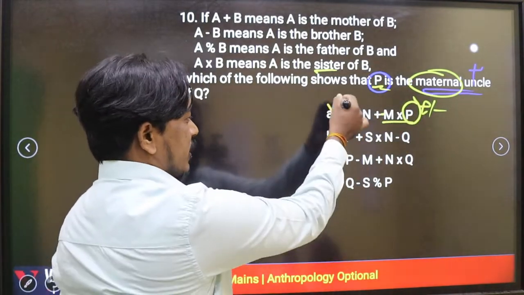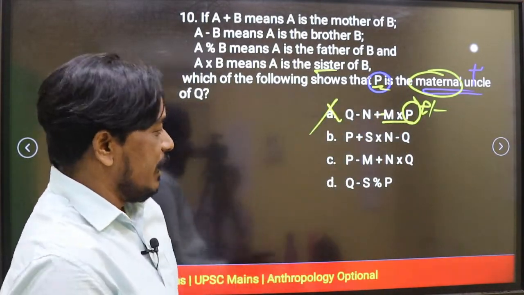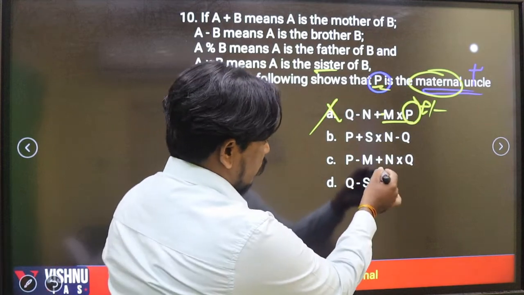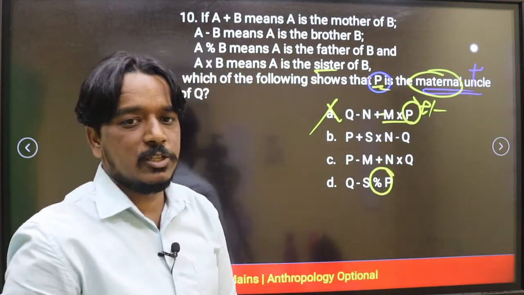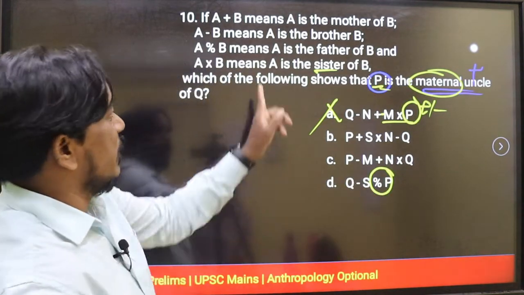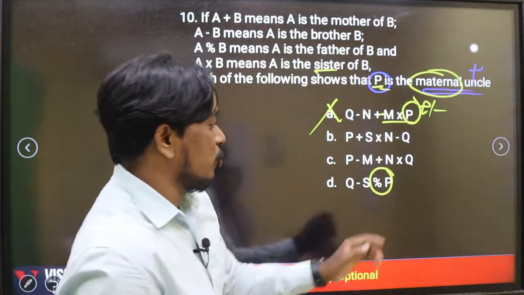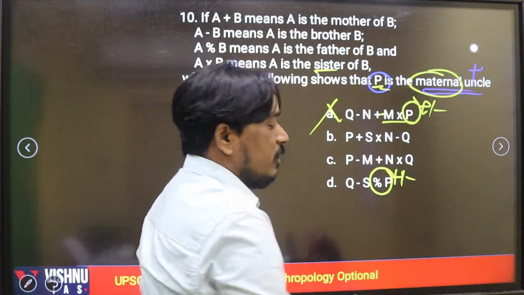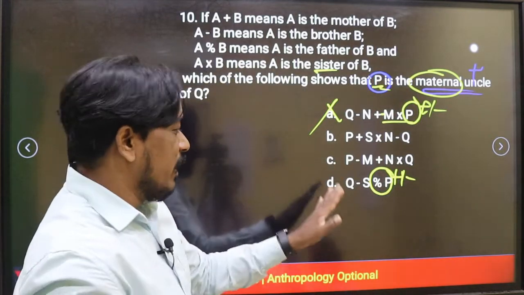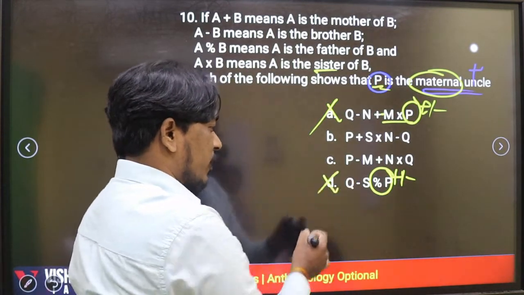Directly you can eliminate this whenever you get these types of questions. Now in all the remaining options also, we have P at the last place, that is a percentage. Percentage means a father. Who is a father? S is a father, but we don't know the gender of P. P can be here.